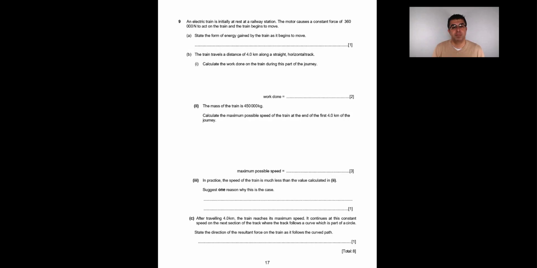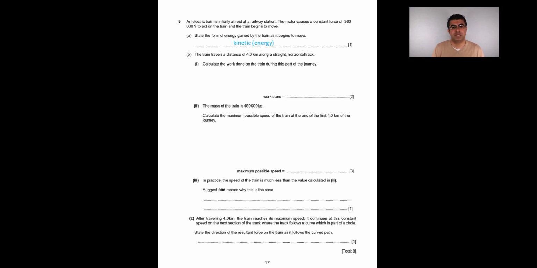Question number 9. An electric train is initially at rest at a railway station. The motor causes a constant force of 360,000 newtons to act on the train and the train engine begins to move. State the form of energy gained by the train as it begins to move. Well, quite clearly that will be kinetic energy.